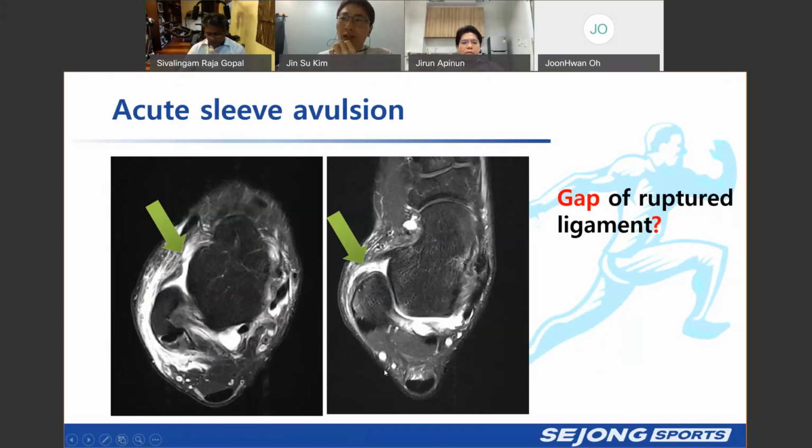This right side MRI scan shows the fibula side avulsion tear. Sometimes we can see the same MRI scan in chronic ankle instability also. And in this case, we should cut the fibula side and reattach the tendon to the fibula bone.